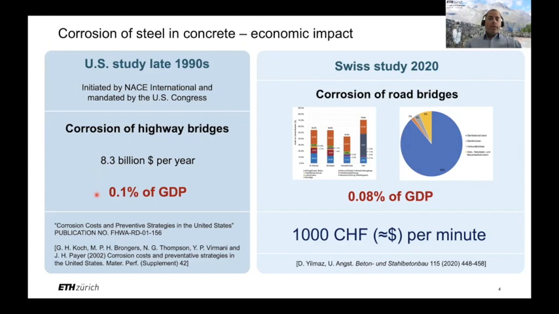Now, 30 years later, we have again looked into this topic in Switzerland, and we have done a study focusing on the road bridges in Switzerland. I'm not going into the details of this study here. If you are interested, you can look it up. The reference is given here on the bottom of the slide. But what we came to the conclusion of that study is that we have a very similar figure still today in Switzerland, 2020. The direct costs related to corrosion in Swiss road bridges is roughly 0.08% of the gross domestic product, which is a very comparable number to the one of the US from the 1990s.